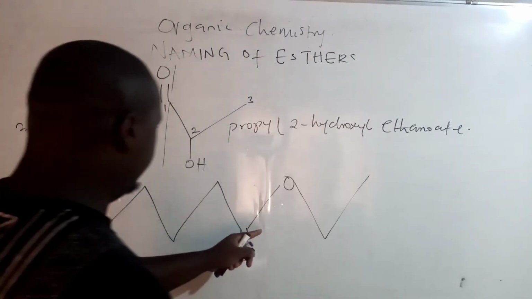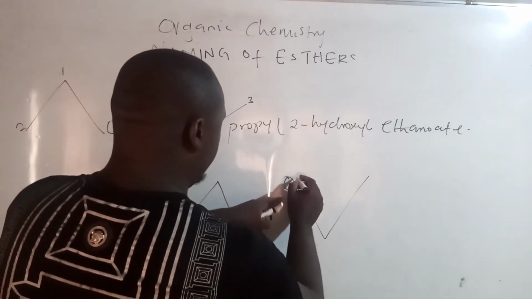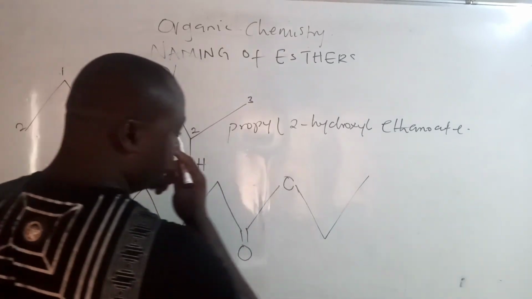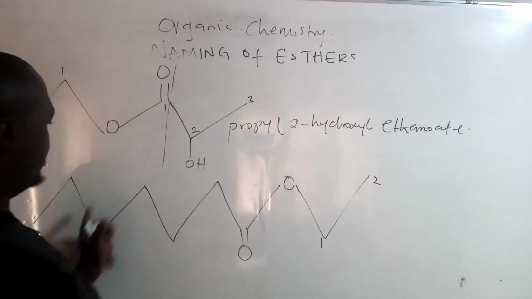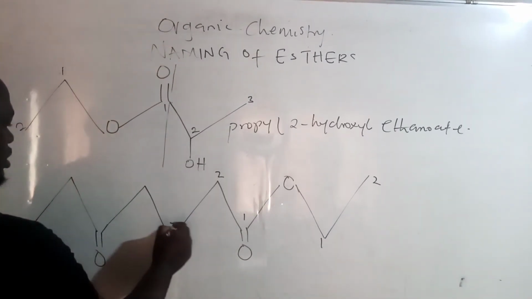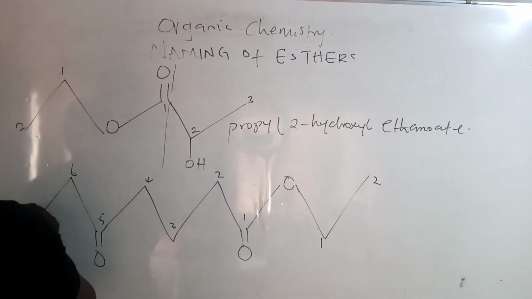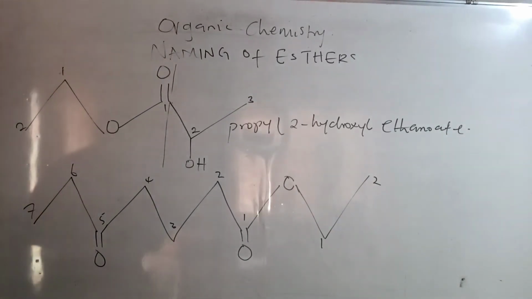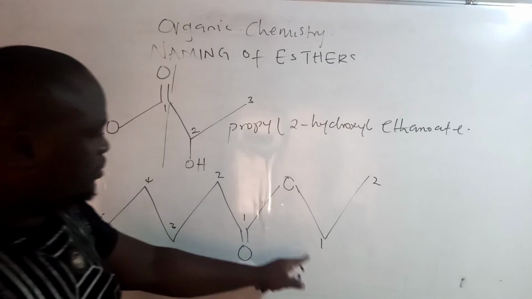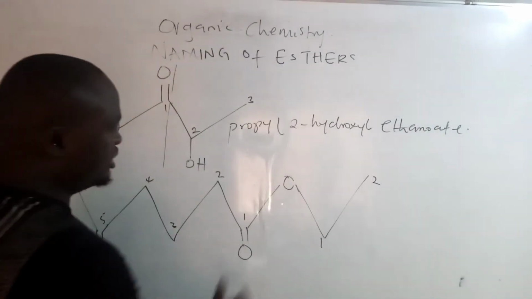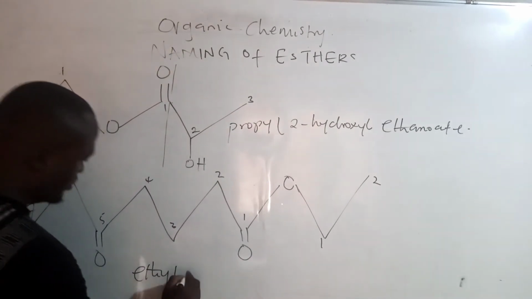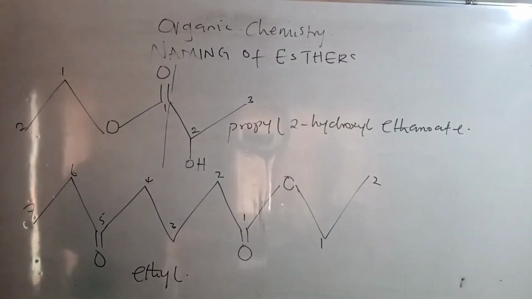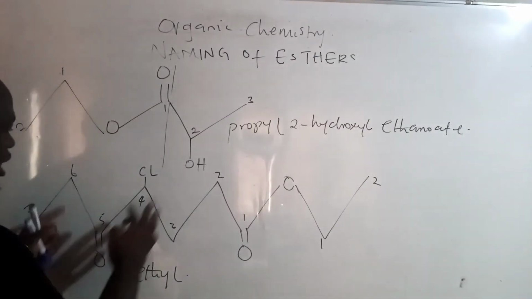The same thing is happening here. Look at what's happening here. This is the branch. So we start naming from here, right? So this is 1, 2, right? So I'll start numbering this one from here. This is 1, 2, 3, 4, 5, 6, 7. Now, from here, there's no branch here, right? So this is 1, 2. So this is ethyl. Ethyl. Now look at what is happening. This is a very, very interesting question.